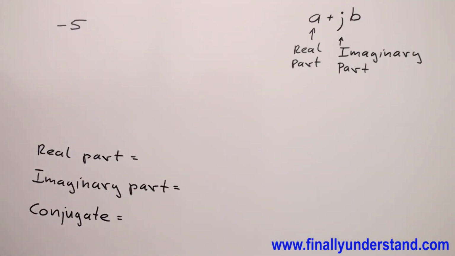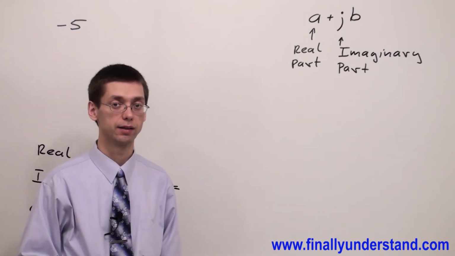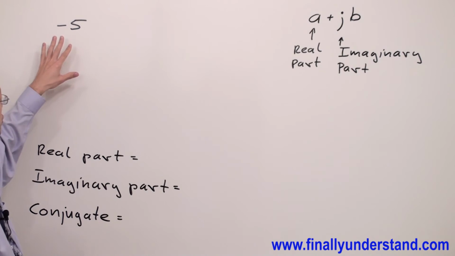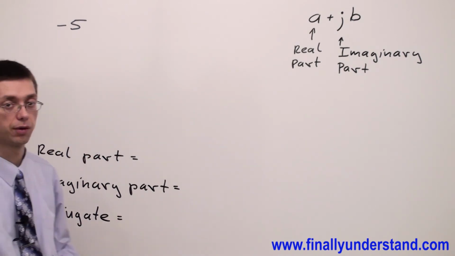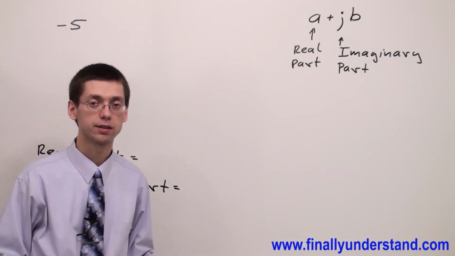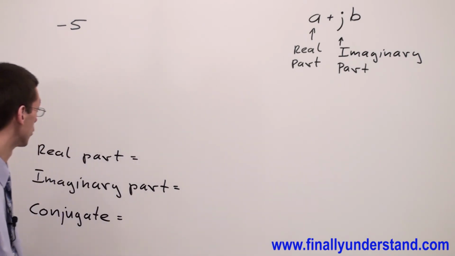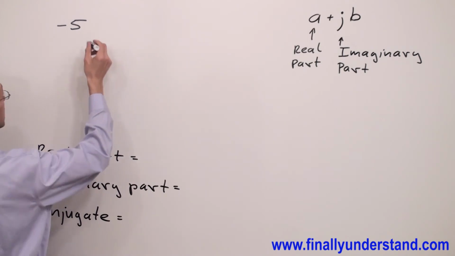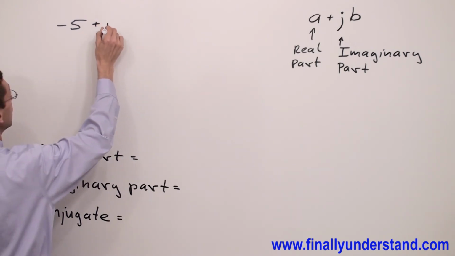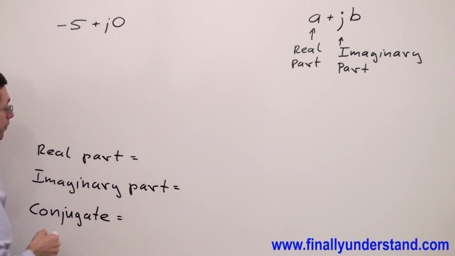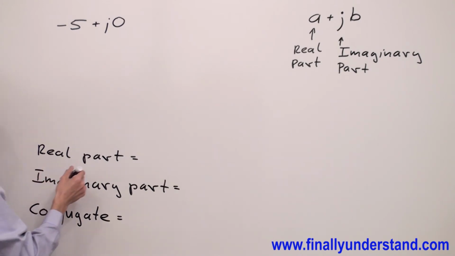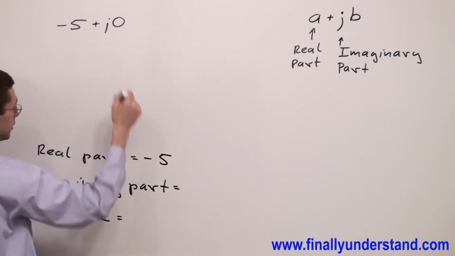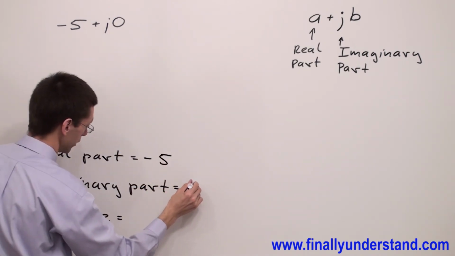Let's take a look at this example. This time we're supposed to find again the real part, imaginary part, and conjugate of -5. But you're supposed to realize that we are dealing right now with a pure real number. But you can always make it a complex number by adding j0. So the real part is equal to -5. The imaginary part is 0, right?